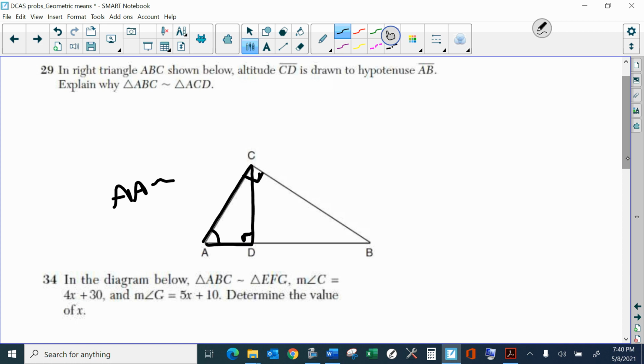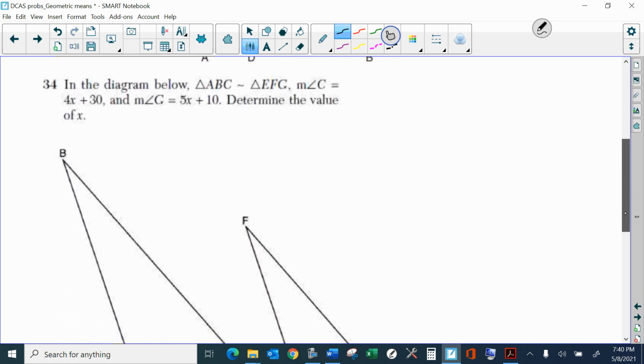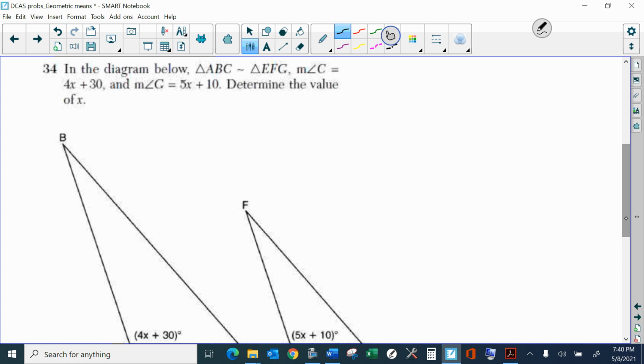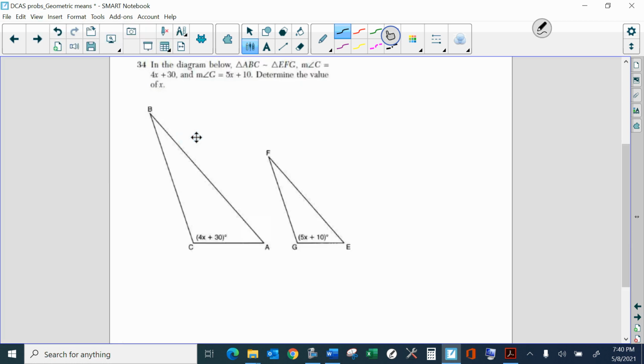Remember the 3 ways of proving triangles similar: AA, SAS, and SSS. Remember the S's must have the same ratio. Gotta make this a little smaller so we can see it.